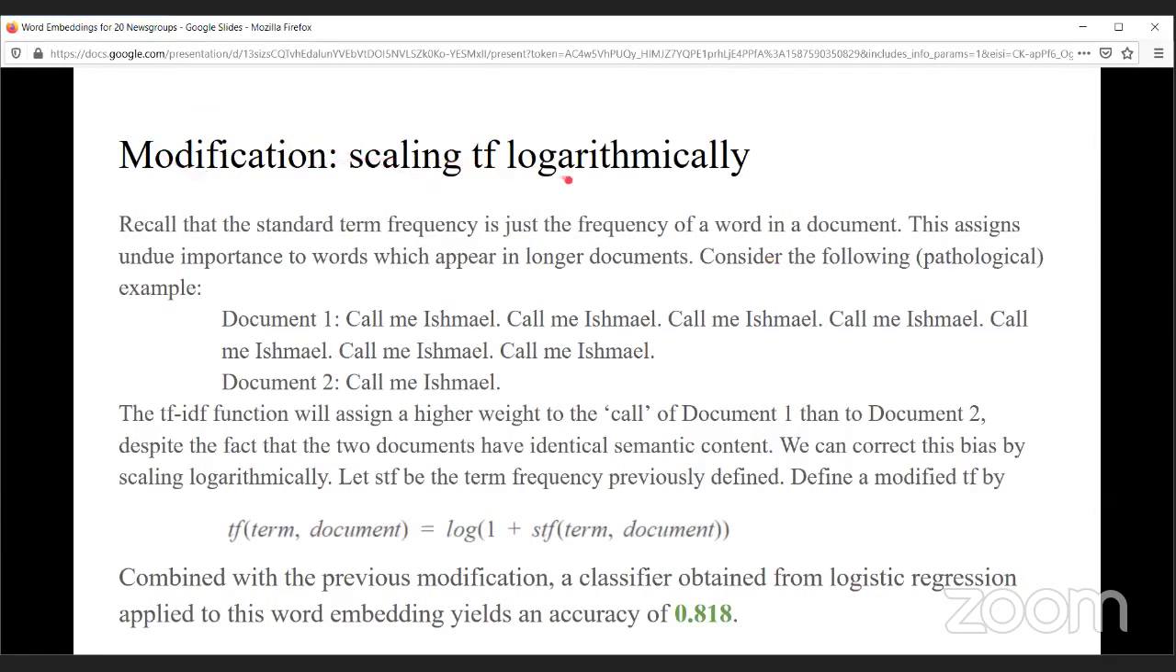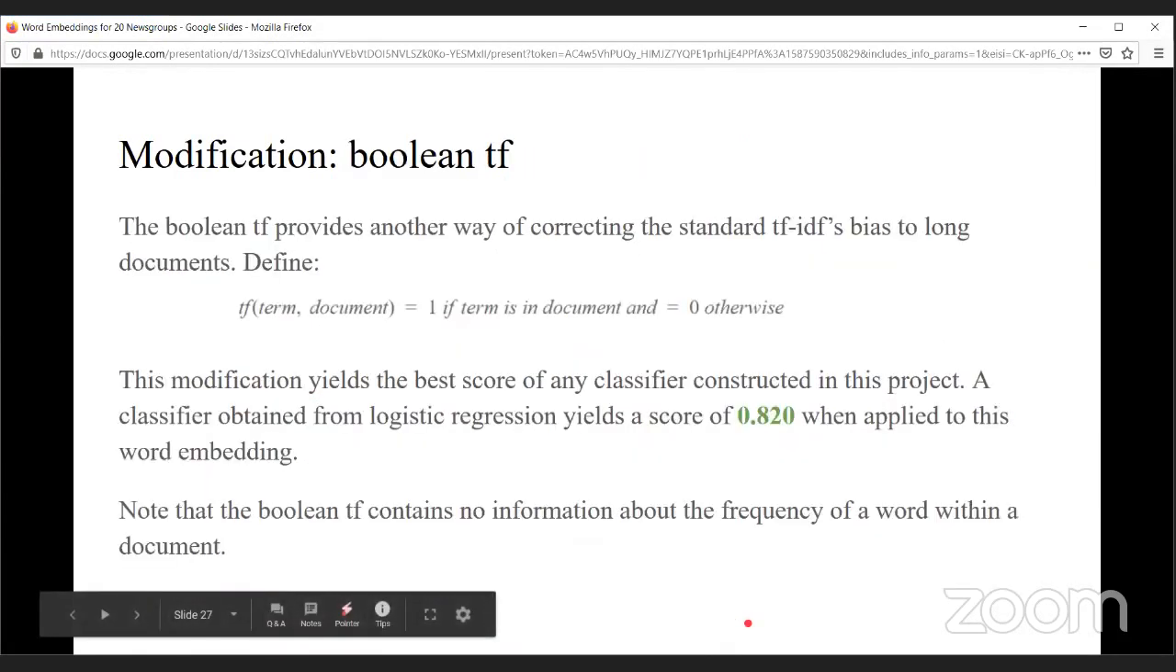Also scaling the TF logarithmically. So the TF is the term frequency. It's possible that just the pure term frequency gives too much weight to words which appear in very long documents. So for example, look at document 1 here and document 2, pretty much identical semantic content. However, the word call is going to receive a much higher weight in the standard TF than it would in document 2. So the solution to this, once again, is to scale logarithmically. And once again, this improves accuracy.